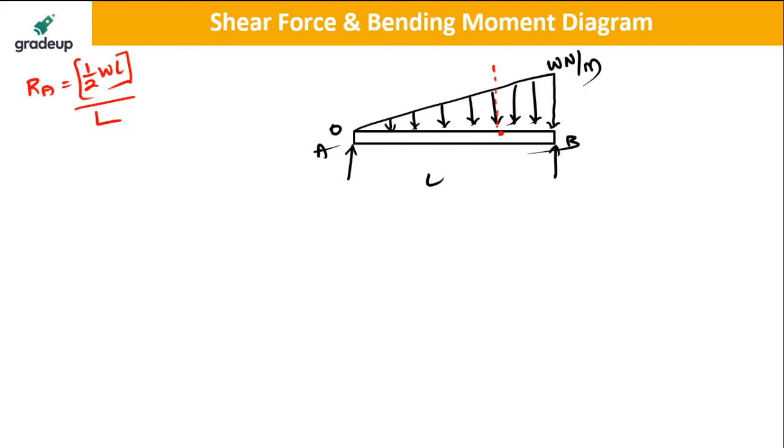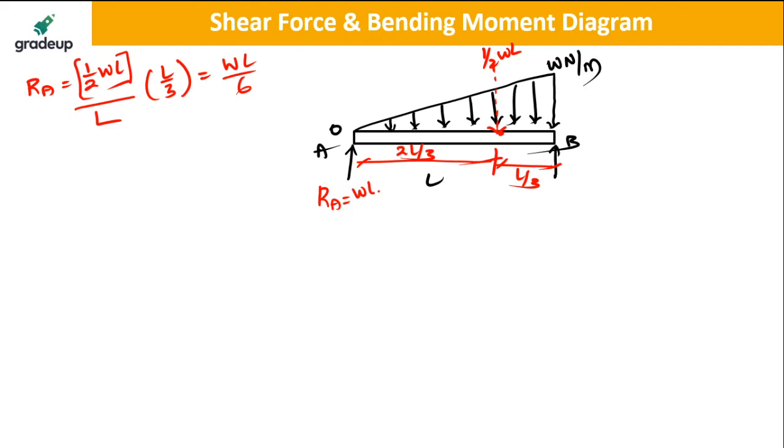So what is the load? Load is half WL, the area of the triangle, and it is acting at a distance of L by 3 from the base and 2L by 3 from the apex. So this distance is multiplied with L by 3. So this will become the answer as WL by 6. So your RA is equal to WL by 6 and your RB is equal to WL by 3.